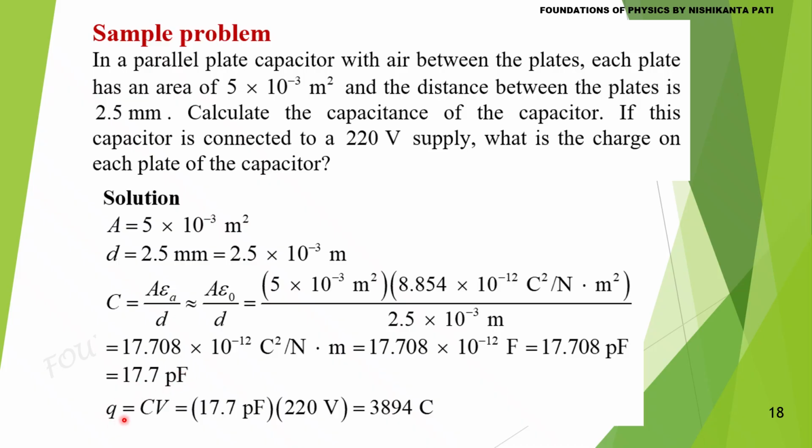Then the charge on the capacitor is CV, with V being 220 volt. This gives 3894, and this will be 3894 picocoulomb, because the capacitance is in picofarad.